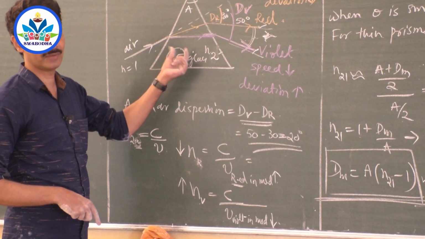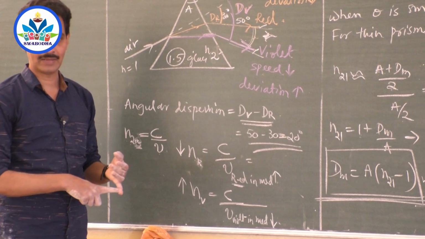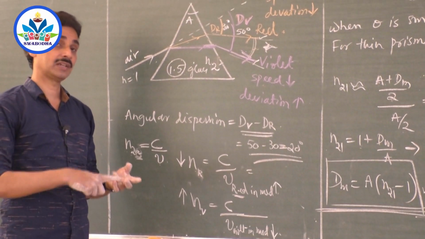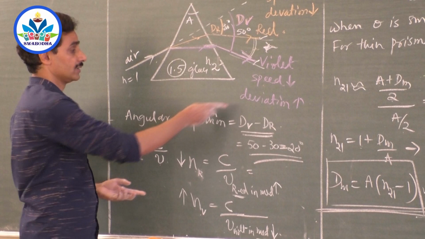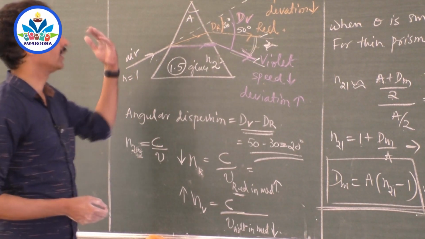For red color, the refractive index of this medium is least. Taking violet into picture now. Violet travels with the least speed, so refractive index is most and bending is most, right? So what is the reason for dispersion?